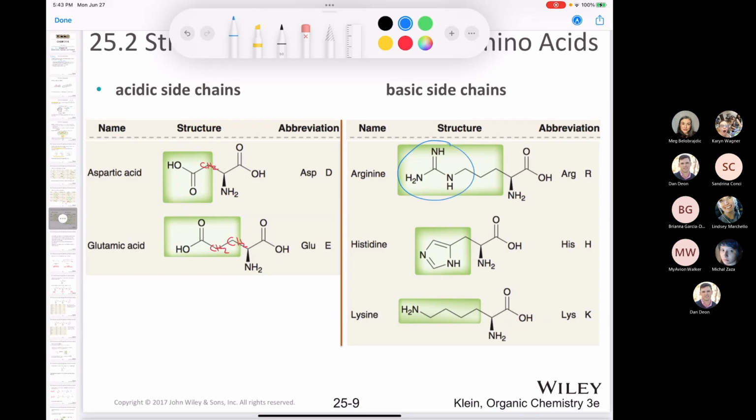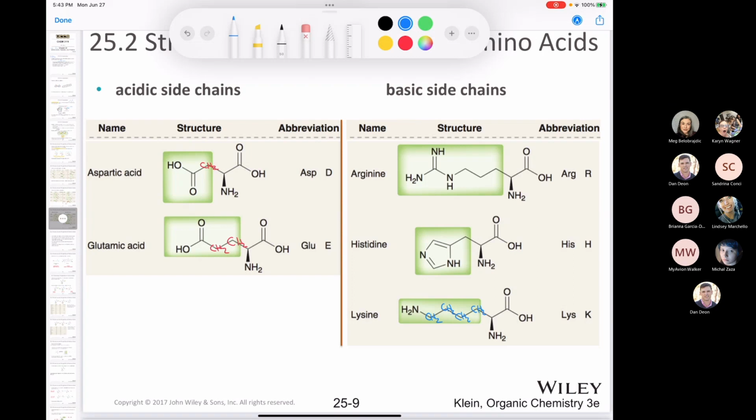We have arginine, which is this really interesting functionality on the end. Histidine, which incorporates an imidazole ring. So this is called an imidazole. You might remember that from the chapter on aromatic chemistry. And then lysine. This is the most obviously basic one because it has an amine just dangling off at the end. It also has 1, 2, 3, 4 methylenes before you get to that amino group.